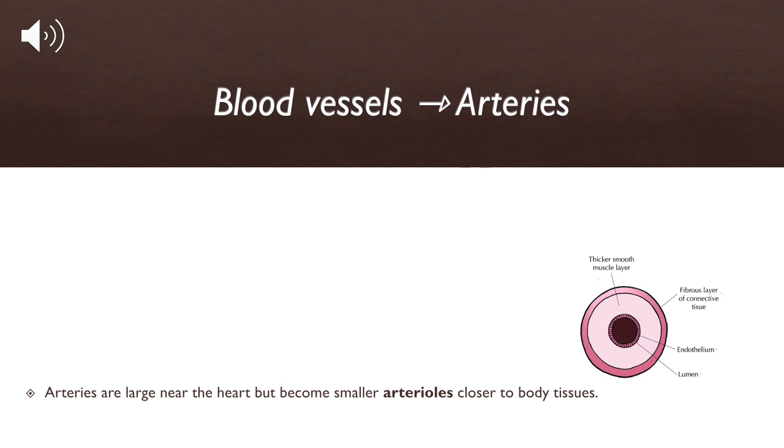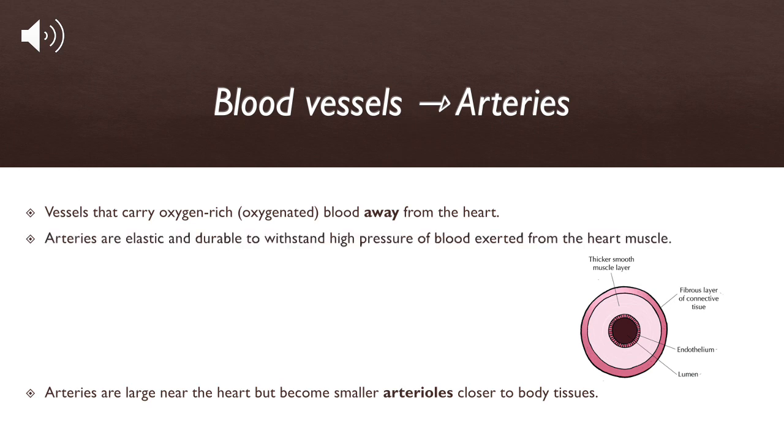Let's go into a little more detail about what arteries are. So, arteries are vessels that carry oxygen rich or oxygenated blood away from the heart. Arteries are elastic and durable in nature, and this is to withstand the high pressure of blood that's exerted from the heart muscle. Arteries are made of 3 layers of tissue.